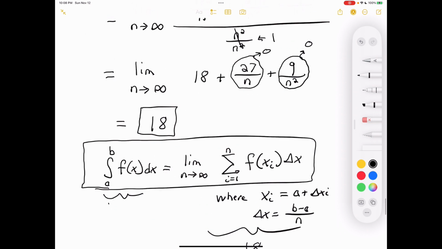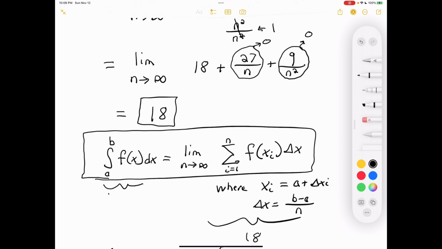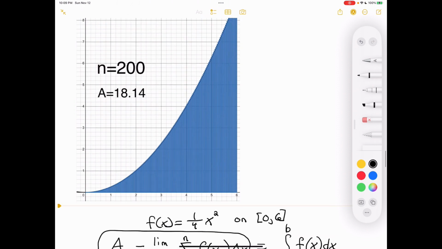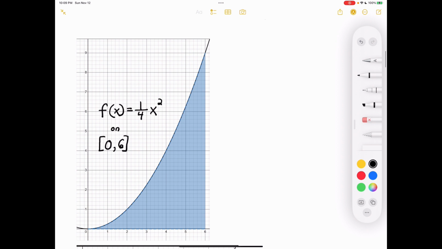And I hope that you guys enjoy that. I hope that made sense. I hope that you have an appreciation now for where the definite integral comes from and what a Riemann sum is, how it's defined, and the basic concept of as you partition an interval, the number of subintervals increases, and the estimate of your area becomes more and more accurate. And so finally, after 2 parts here, we have found the area of this function 1/4 x squared from 0 to 6. The area under the curve is exactly 18.